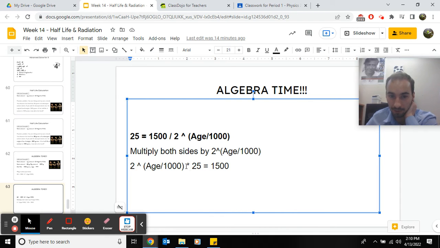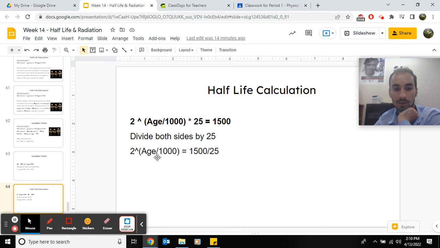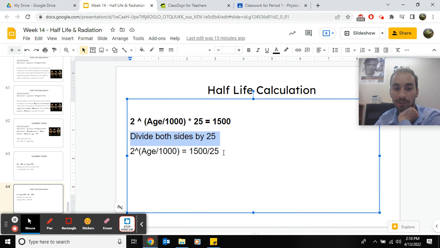Now we want to get rid of the times 25. We don't want this pesky times 25 over here. So what you do, you divide both sides by 25. If you divide both sides by 25, you get 2 to the power of age over 1,000 equals 1,500 divided by 25. 1,500 is the original, 25 is the new amount.